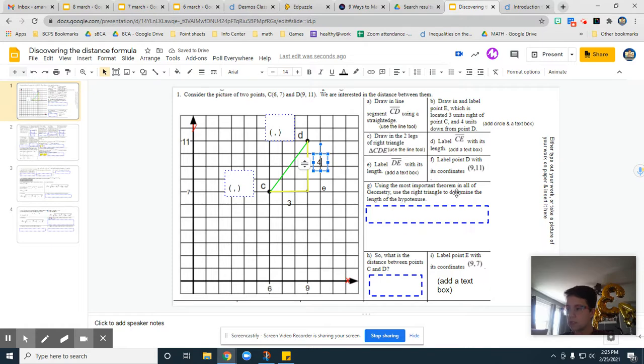Label point D with its coordinates, 9, 11. So you'll type that in on yours as well. I'm going to make my text box a little bigger. That bothers me. There we go. All right.